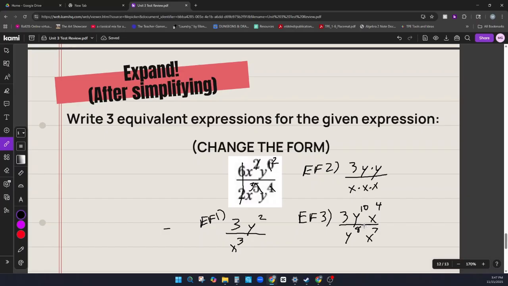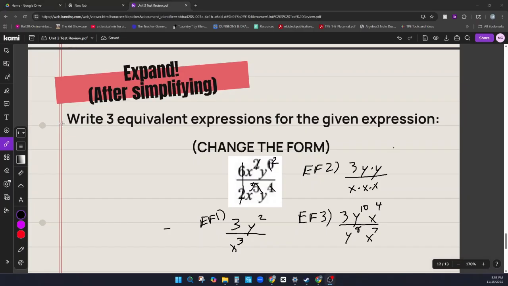Expanding, you're going to want to use when you see something to a high power. You could begin expanding those out, writing them out as a series of multiplication rather than writing out the exponent. So that's the trick for expanding. May it serve you well.